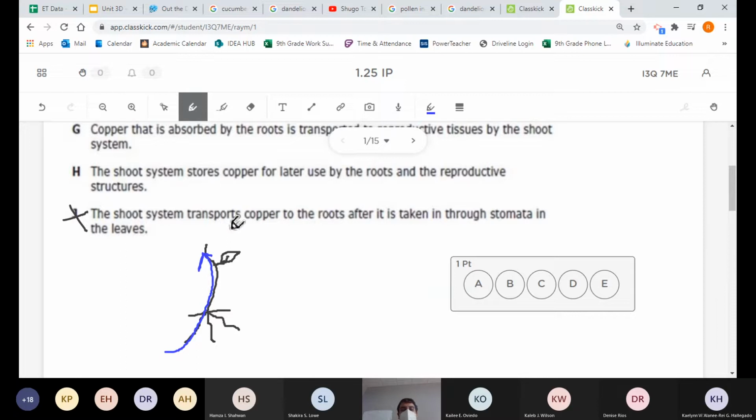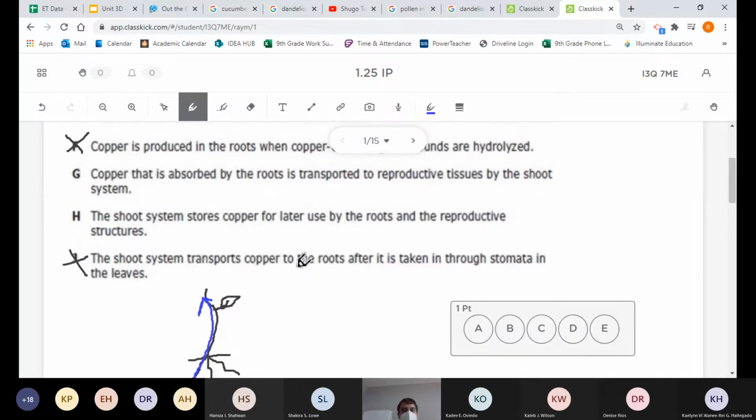Shoots don't necessarily transport stuff down. Shoots are usually transporting stuff up. And roots are usually absorbing things from the water, from the ground. So that's why F and J are wrong. Okay, so that leaves us with G and H, 50-50. Anybody want to be bold? Take a guess. Is H wrong? Why do you say that?